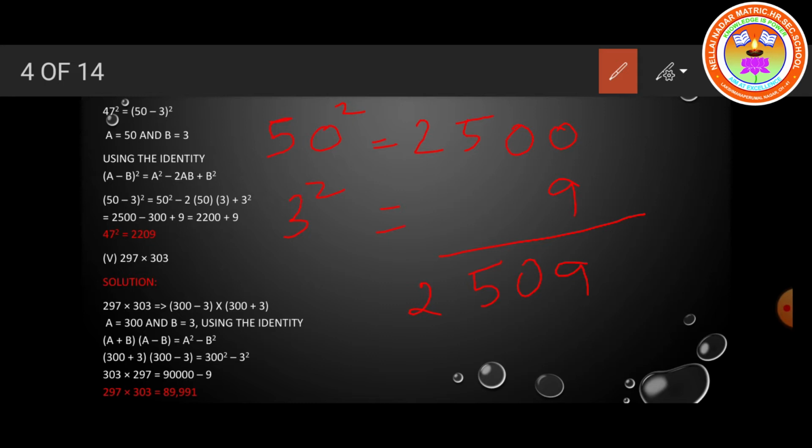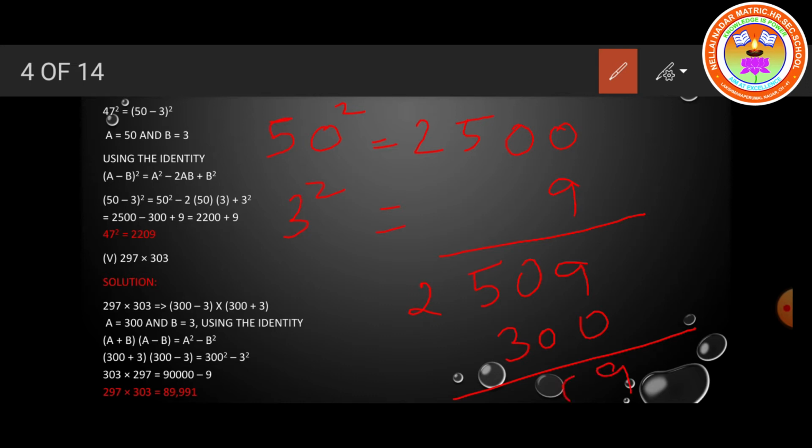Then subtract the second term. Second term what? Minus 2ab. 2 means what? 2 into 50. 2 into 50 what is there? 2 5s are 10. Okay, 10 means 100. Next 100 into 3. 100 into 3 means what? 300. We are going to subtract 9.